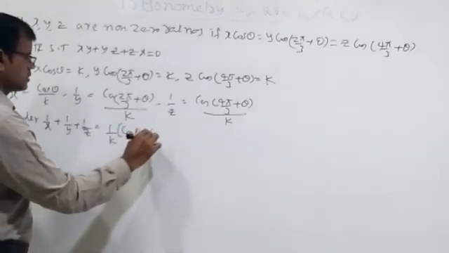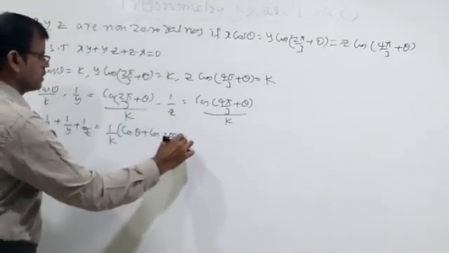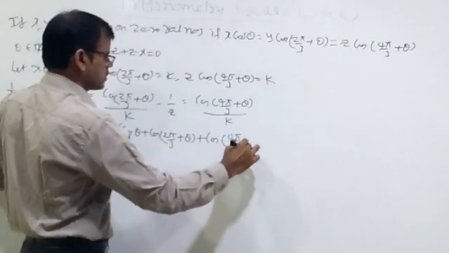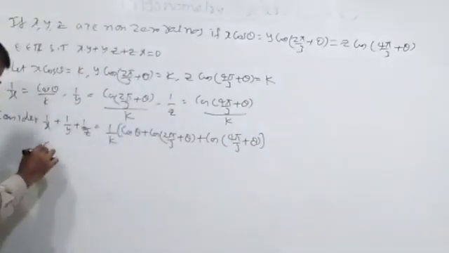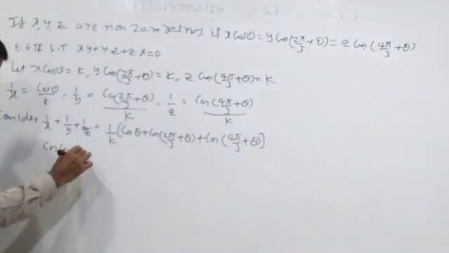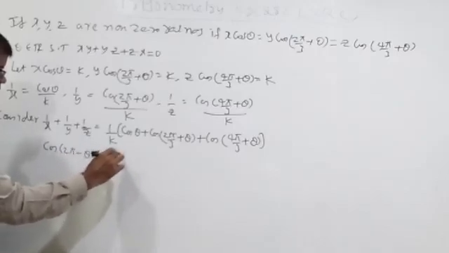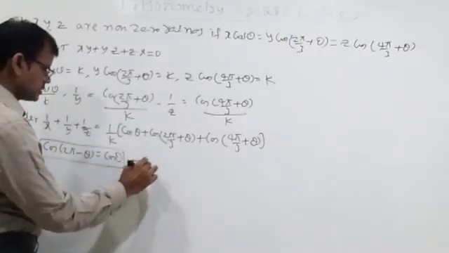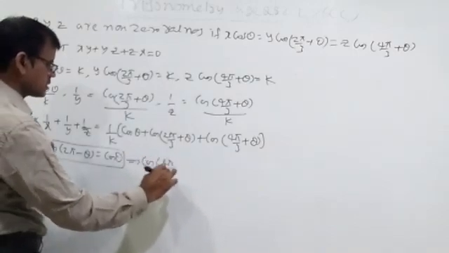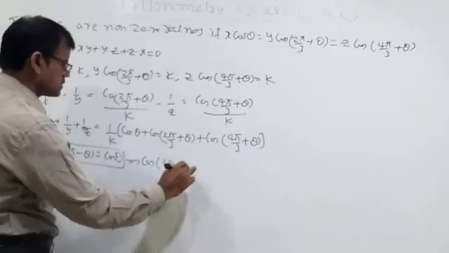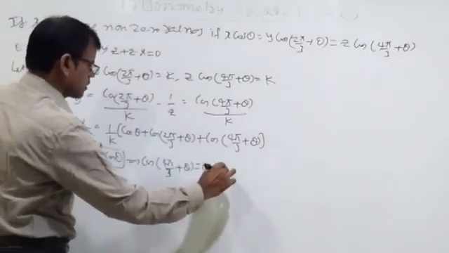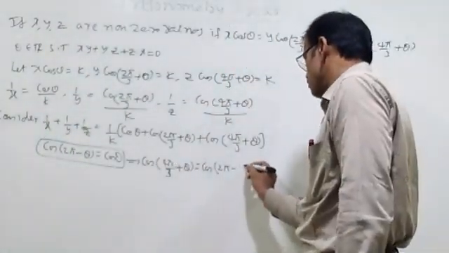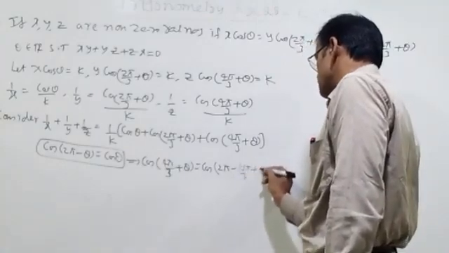Then you write cos theta plus cos of 2 pi by 3 plus theta plus cos of 4 pi by 3 plus theta. Here we can use two formulae. The first formula is cos 360 minus theta is equal to cos theta, which I am writing as cos 2 pi minus theta is equal to cos theta. That implies cos of 4 pi by 3 plus theta can be converted as cos 2 pi minus of 4 pi by 3 plus theta.